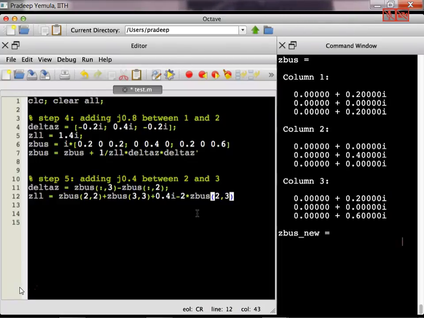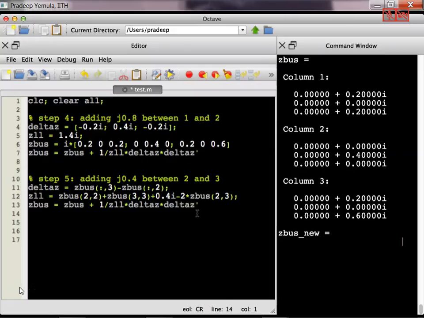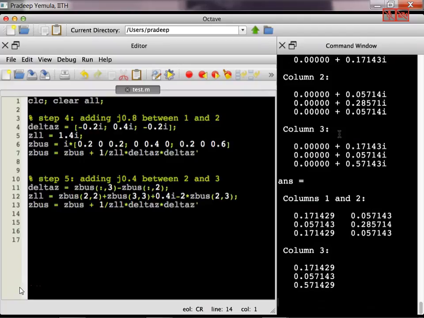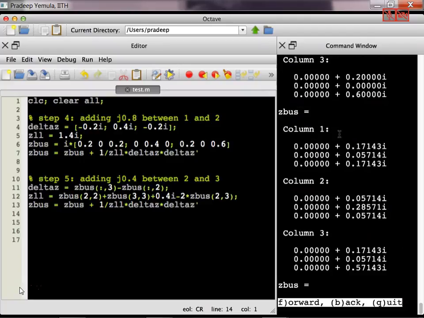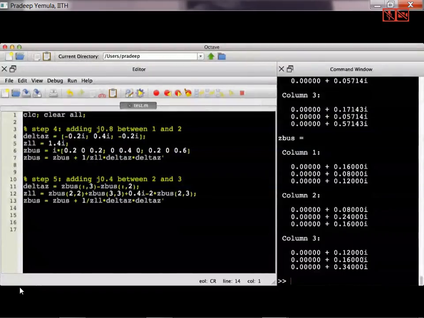In the previous lecture we derived this, and whatever we derived, I am just implementing it here. So from this I can get my new Z bus. Just the same formula I will copy. So from this I will get the new Z bus. Let's run this. So that's it. The program is completed. On the right you can see the final answer here.